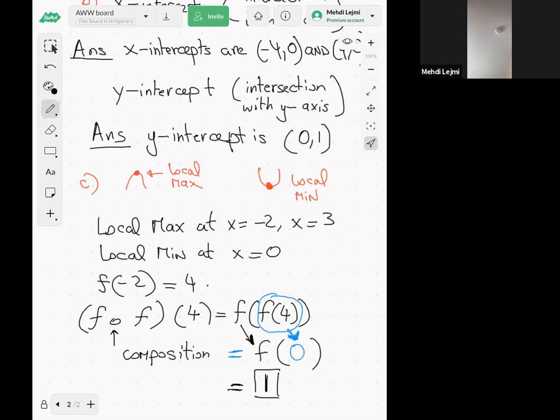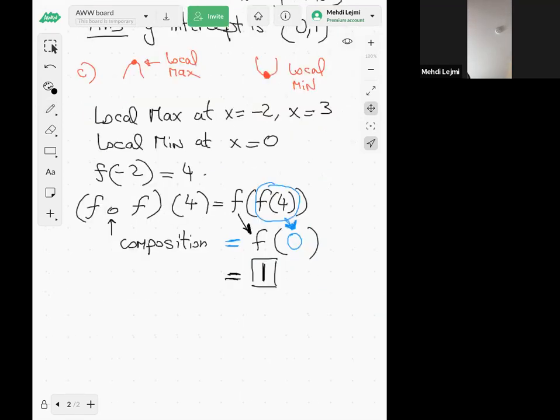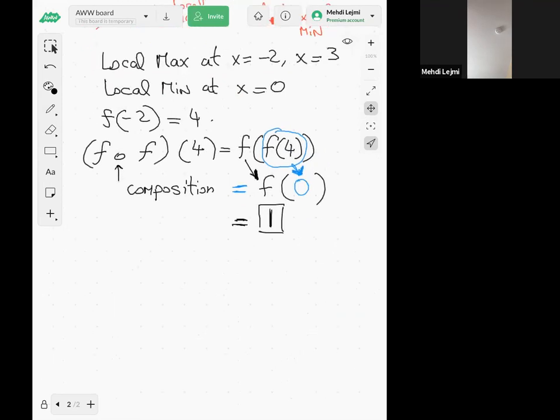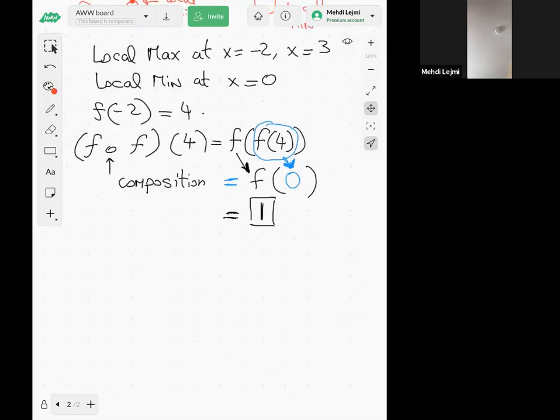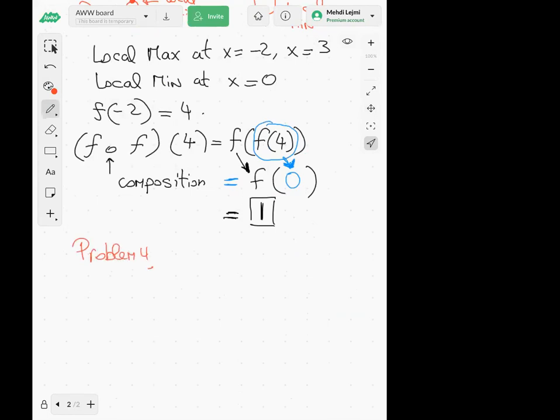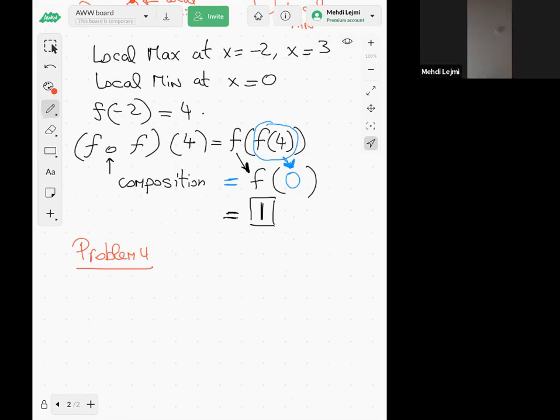Well, let's probably talk about this problem number 4, unless you want me to do a different problem. But yes, so let me just go over this problem number 4. In problem number 4, you have to sketch minus f of x plus 2. Okay, so let me just graph.